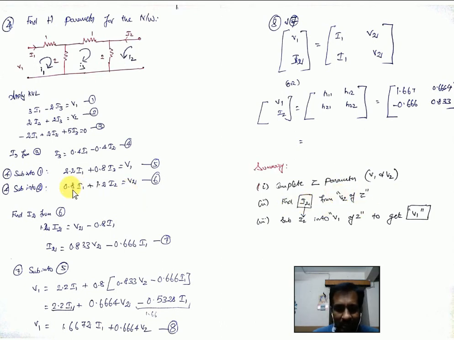V2 of EZ means equation 6. You are going to find the I2, 1.2 I2. The remaining equation you can move to that side. Then I2 only, I got it right. The 7th equation, yes, I got it written.